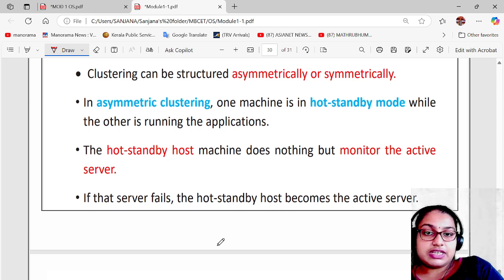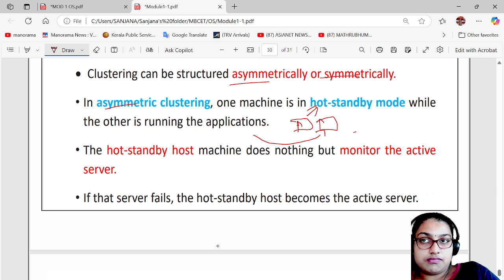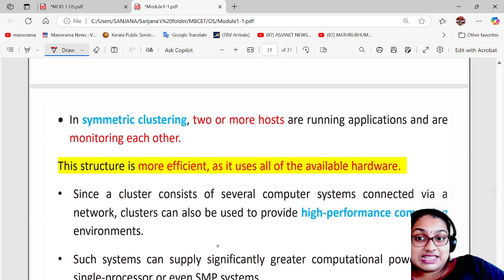I have asymmetric and symmetric. In asymmetric clustering, say there are two machines. One is in hot standby mode and the other is used to run the application. The hot standby one will monitor the active server, while the other one runs the application. If the server fails, the hot standby host will become the active server. It takes the position, like an assistant. That is about asymmetric clustering.